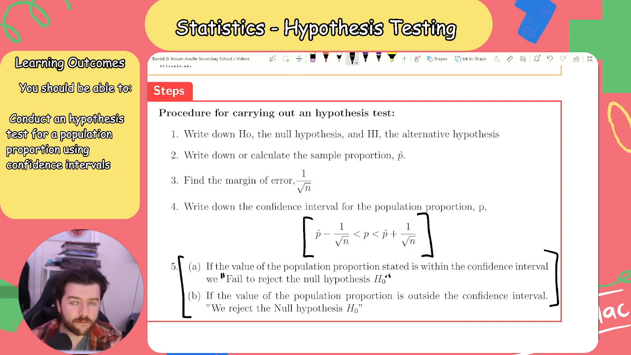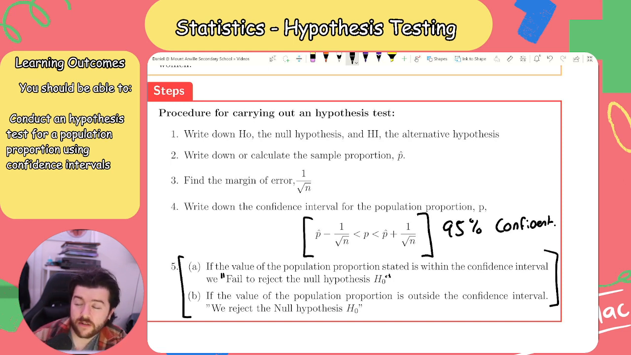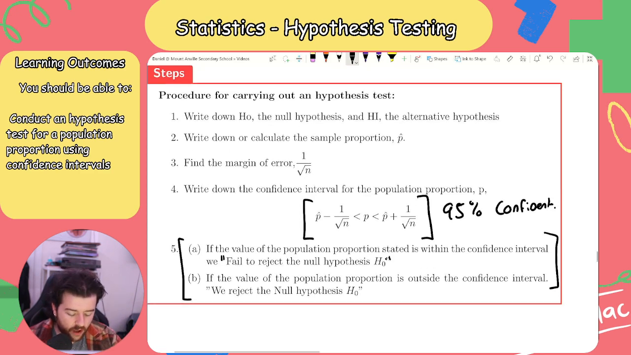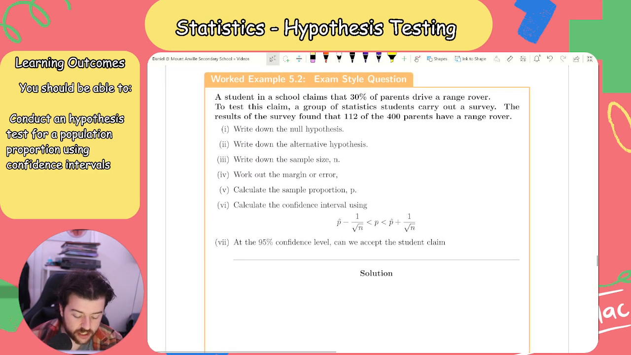The reason we can never say we accept a null hypothesis is that with my interval here, we are only ever at most 95% confident. That means we have a 5% chance of being wrong. So that's why we just say we fail to reject. We never say accept. We're always looking to fail to reject or reject a null hypothesis. If the stated hypothesis is outside my confidence interval, we reject the null hypothesis. As I said, it's much easier for me just to do some questions and show you here.